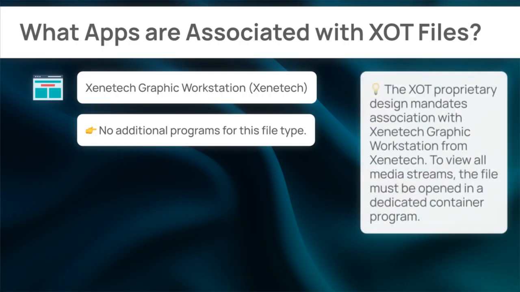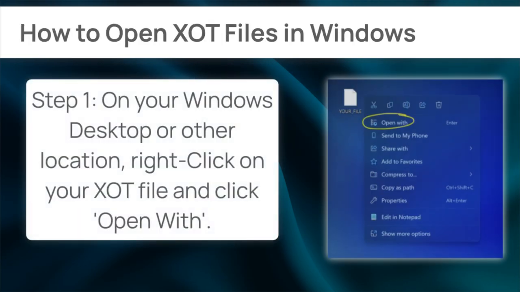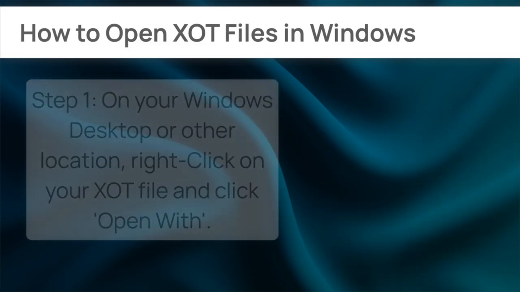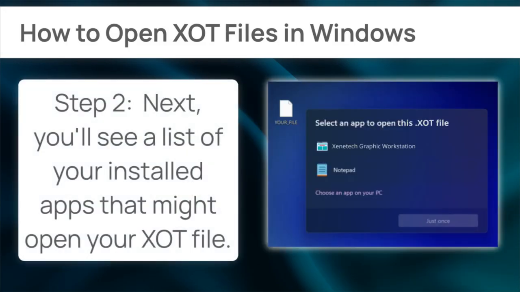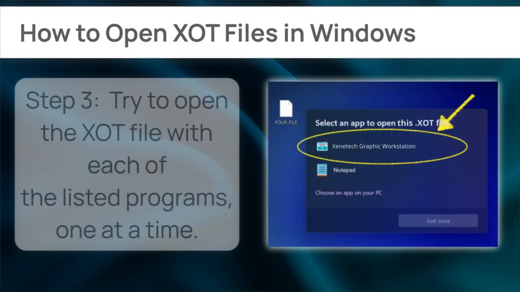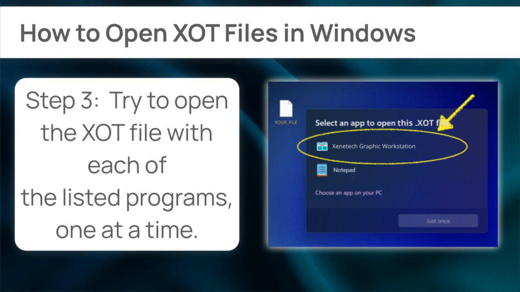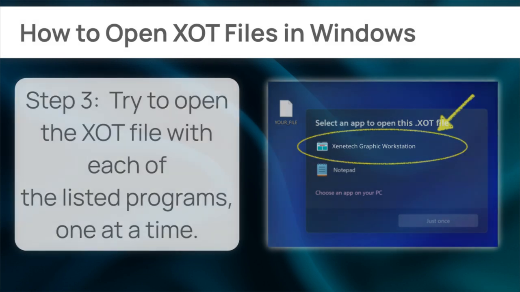To view all media streams, the file must be opened in a dedicated container program. Windows may give a quick look, but proper work must be done in dedicated design applications. Begin the search for the specific application handler. Right-click the XOT file and choose Open With. Use Xnetech Graphic Workstation first. If it's absent, select another program. This test sequence is essential.